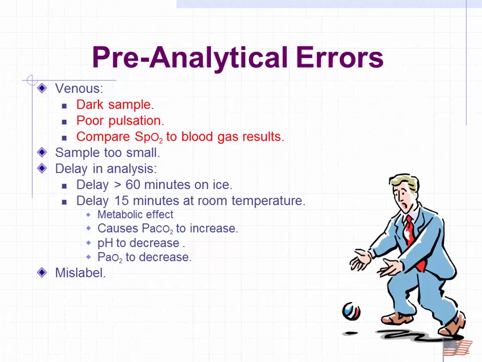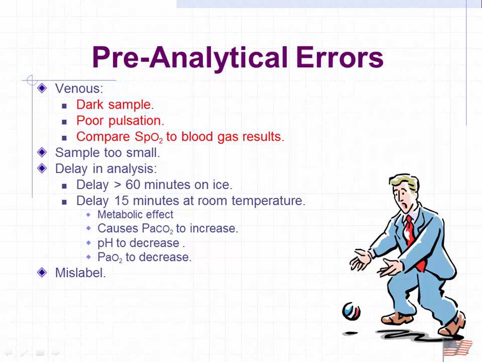Delay in analysis. This is another complication that may happen. If I leave the blood gas syringe sitting on the counter, go get lunch and come back, remember that blood has living substances in it called leukocytes. Those leukocytes will consume oxygen and create CO2 through the metabolic process. So what will end up happening is my PCO2 will rise and my PO2 will fall.